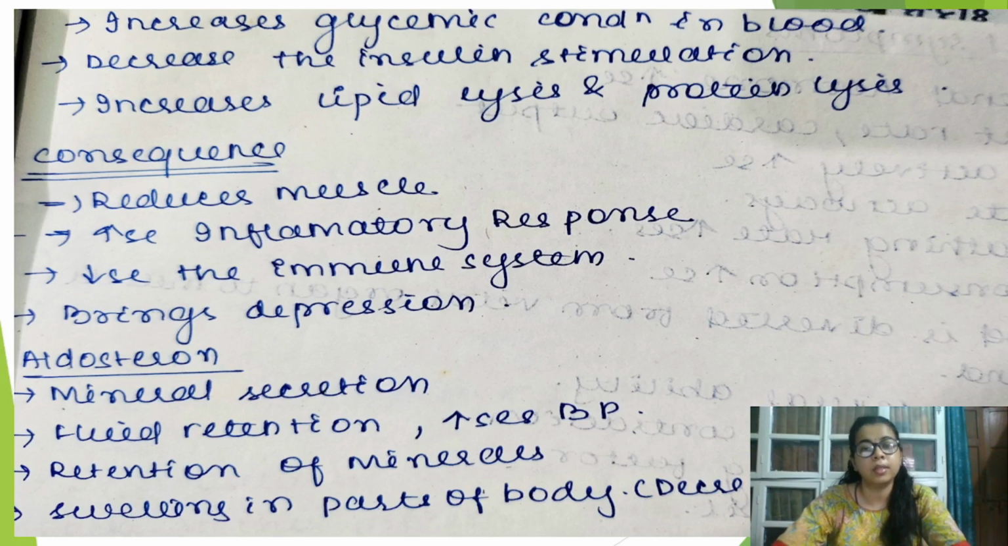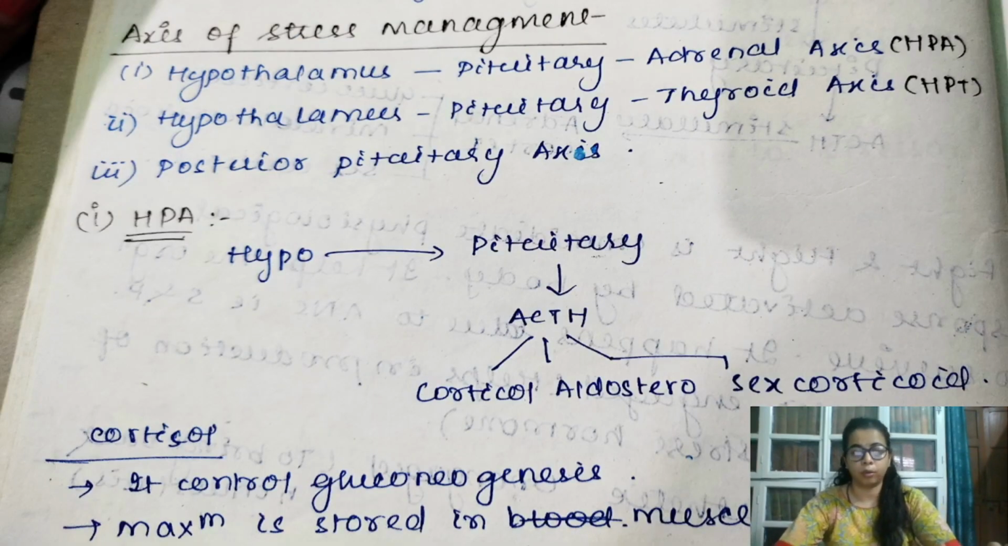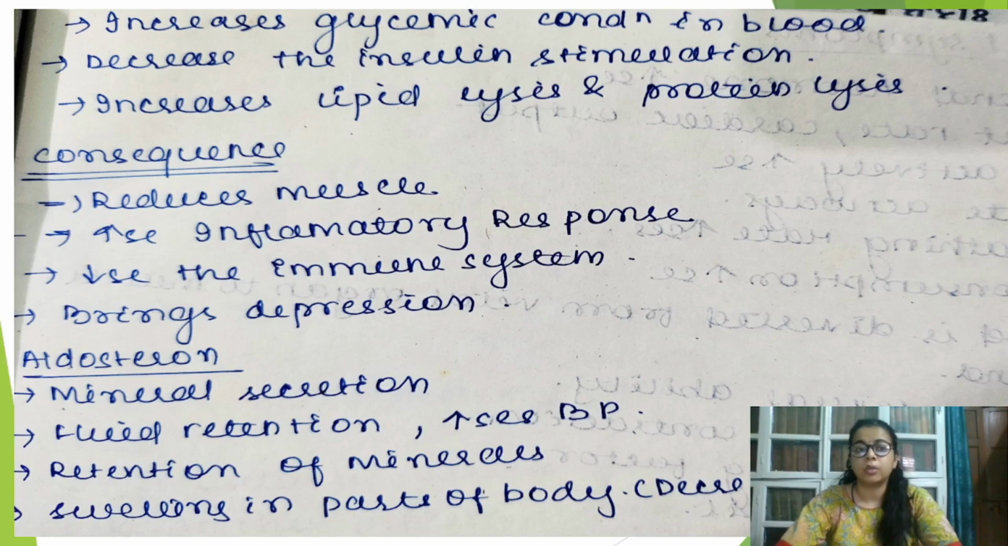As a result, what will happen? The insulin stimulation decreases, and lipolysis and proteolysis will take place. That is lipid breakdown, because lysis means breakdown. Gluconeogenesis will result in the formation of glucose from non-carbohydrate sources, that is from the lipid and from the protein. So the lipid and protein breakdown will take place and it will form glucose.